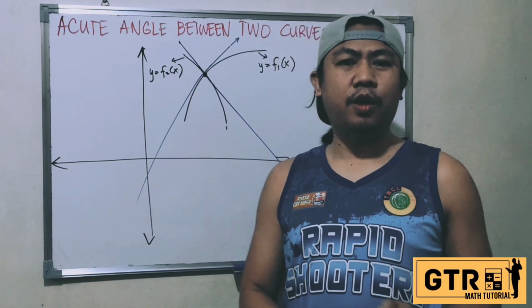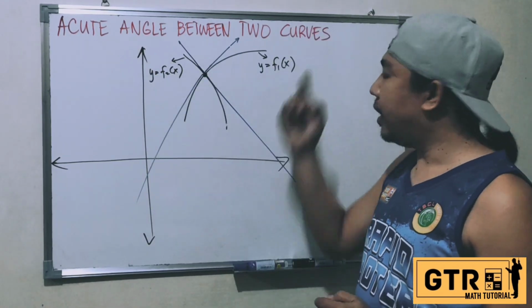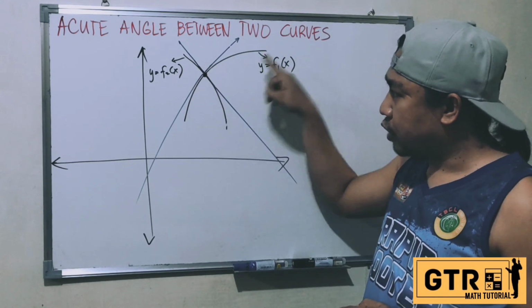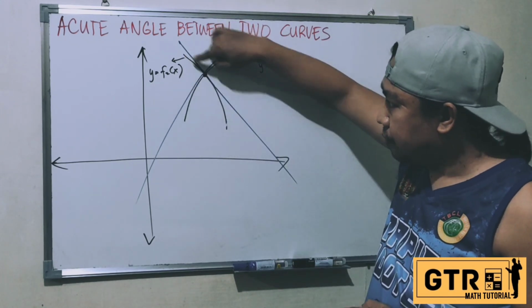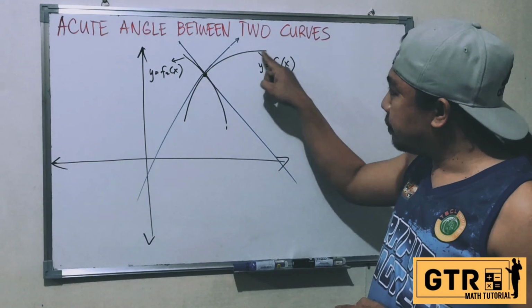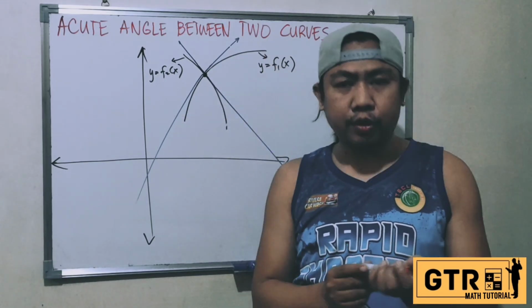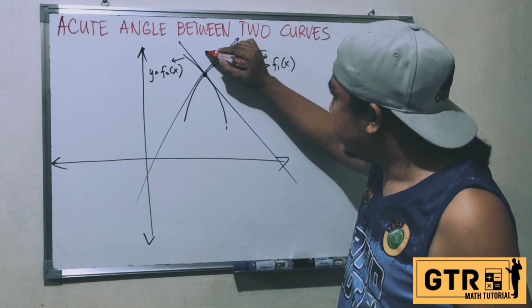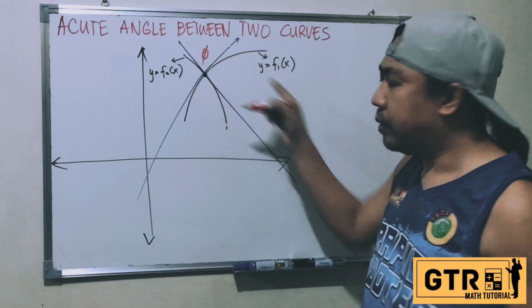For today's video, we will solve the acute angle between two curves. So we have the graph of the two functions, y equals f sub 2 of x and y equals f sub 1 of x. We are looking for the acute angle. So this is the acute angle between the two curves.